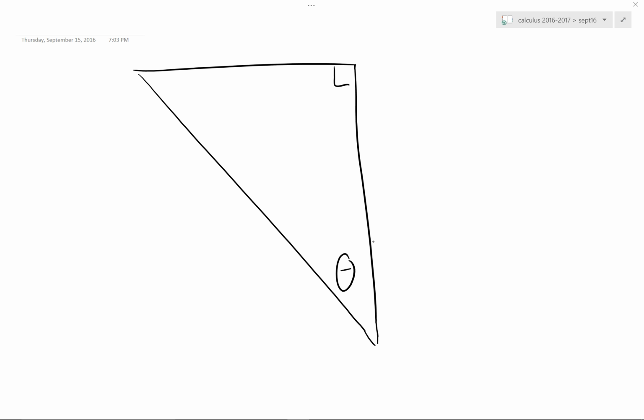Theta. Suppose I tell you that the tangent, no, not tangent, the secant of theta is 5 over 3, and the sine of theta is... Sorry, I'm doing math in my head.